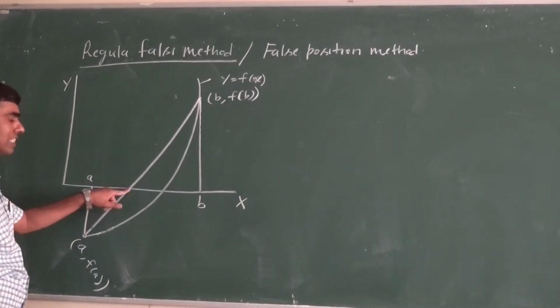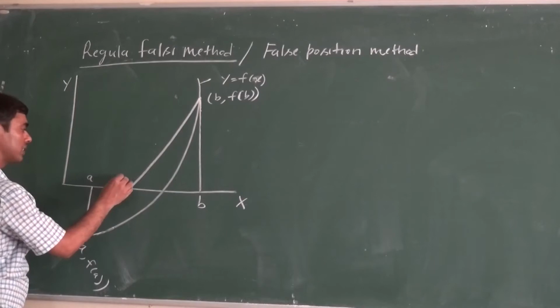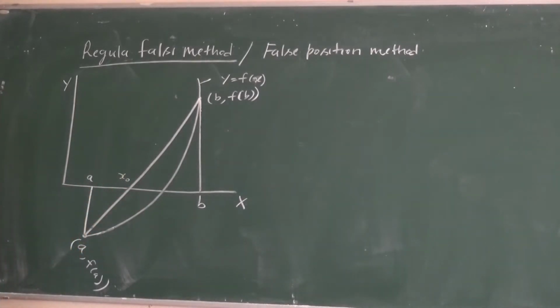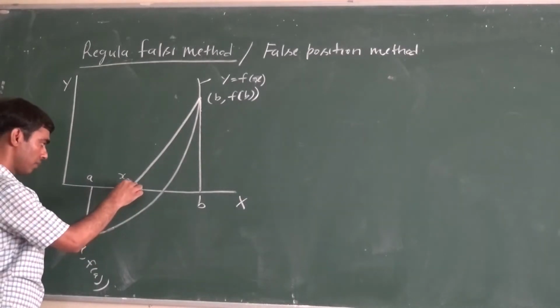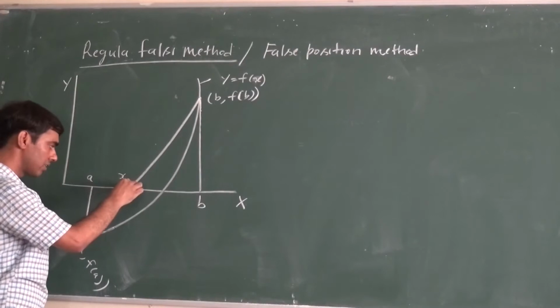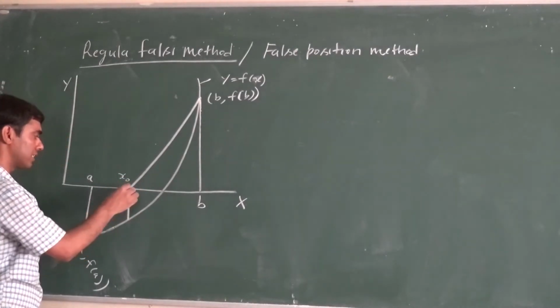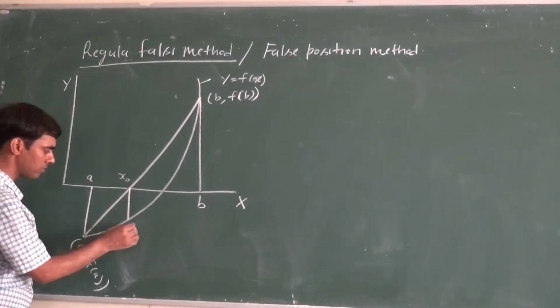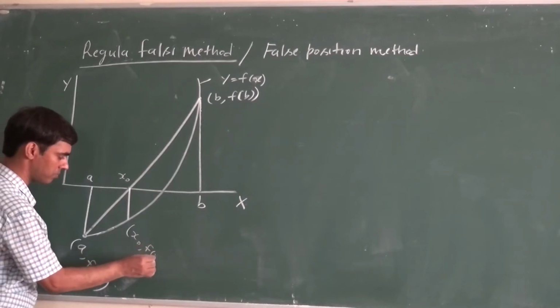This one is the first approximate value. Suppose this one is x0. Now we find the value of the function at this point. The value of the function at this point is (x0, f(x0)).